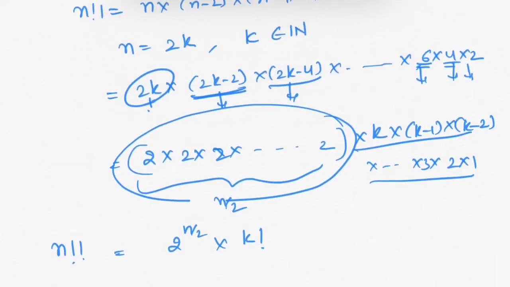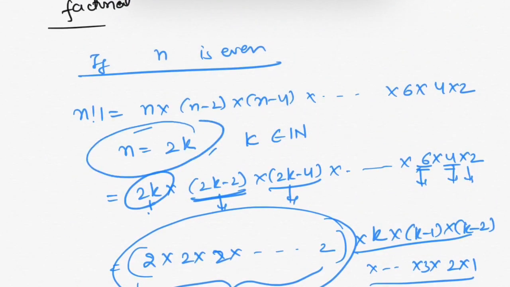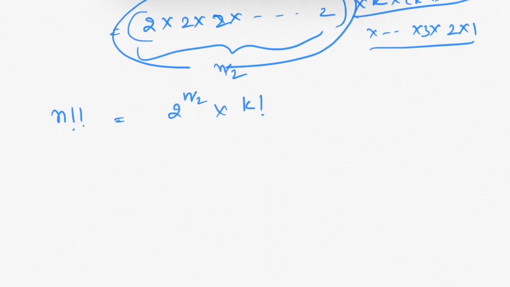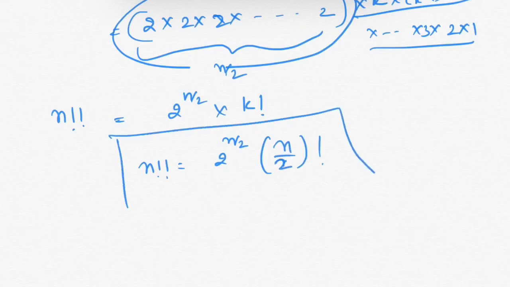That means n double factorial equals 2 raised to power n over 2 into factorial k, and k is what? From this equation I can say k is n over 2. So putting k equals n over 2, n double factorial equals 2 raised to power n over 2 into factorial of n over 2. Since n is even here, n over 2 factorial of n over 2 makes sense. Now let us see the formula for double factorial of an odd number.